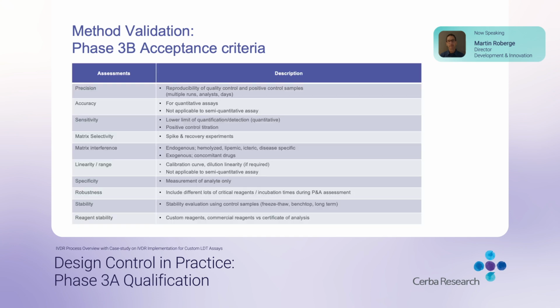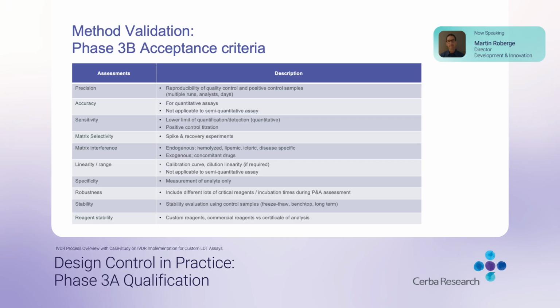So these are examples of method validation assessments that might be needed for different types of assays. For precision, the assay needs to be reproducible using the quality controls and validation controls and positive control samples. It needs to be done with multiple analysts, multiple runs, and multiple days. Accuracy for quantitative assays might not be applicable for semi-quantitative assays. Sensitivity is very important, and what's the background signal we're expecting with these assays. That's very important because you need to make sure you understand the sensitivity of the assay with the threshold and what's going to be used to establish a yes or no decision.